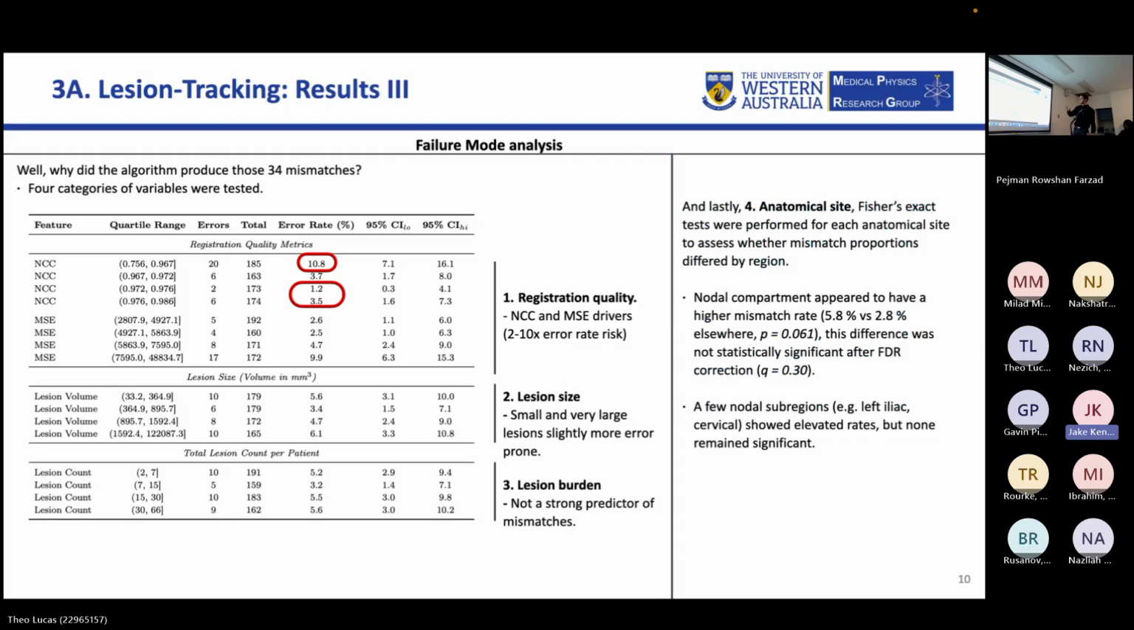And then finally, and I'll go through this quickly, I also tested in specific anatomical sites whether the likelihood of making a matching mistake was higher. Basically what this is telling us is there was no statistically significant difference in any of the anatomical sites. So really, the takeaway is that registration quality was the dominant driver of mistakes.